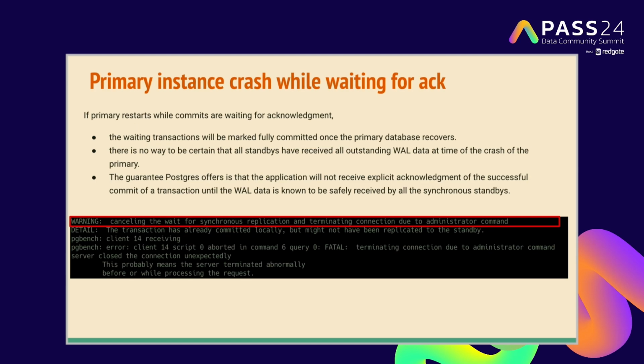What happens when the primary instance crashes while waiting for an acknowledgement? In the logs you see it said canceling the wait for synchronous replication, and it terminated the connection. So the waiting transactions will be marked fully committed only when the primary database recovers. It says it will cancel the wait for synchronous replication, but Postgres guarantees that the application will not receive any explicit acknowledgement that the transaction has been committed until the WAL changes are applied also on the synchronous standby servers.